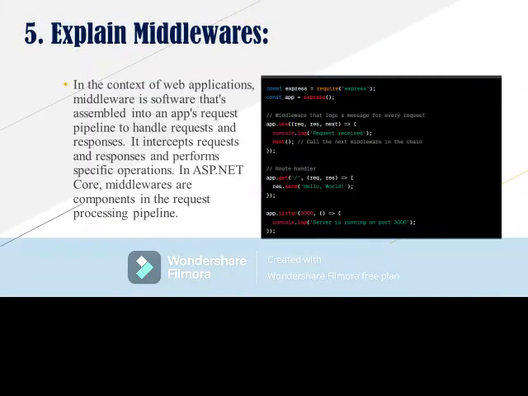Babar, can you explain middlewares? Basically, in the context of web applications, middleware is software that's assembled into an app's request pipeline to handle requests and responses. It intercepts requests and responses and performs specific operations. In .NET Core, middlewares are components in the processing pipeline. So a request is processed by the sequence of middleware.